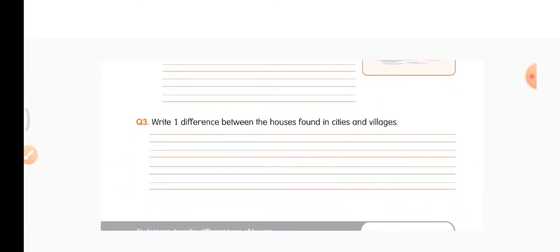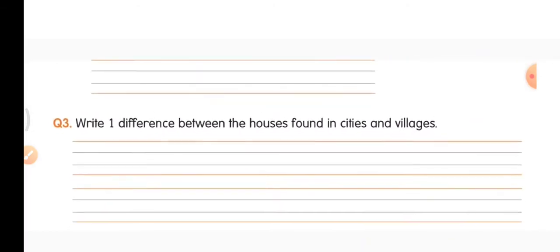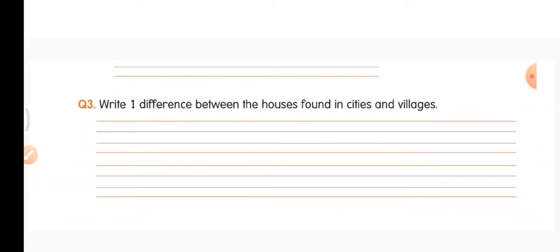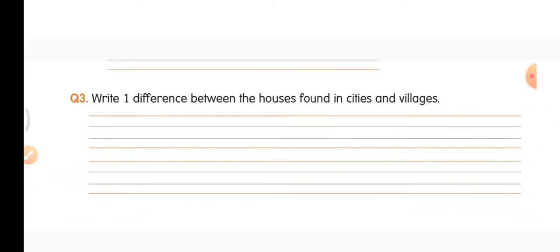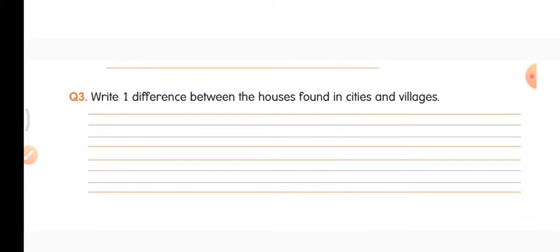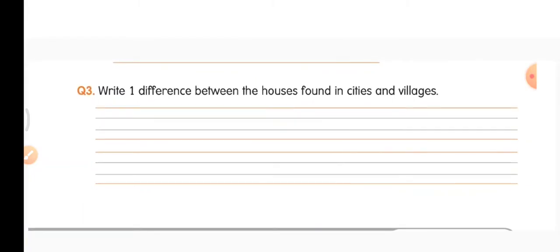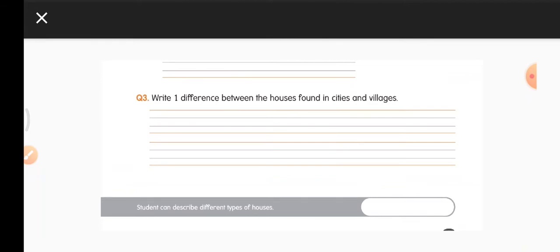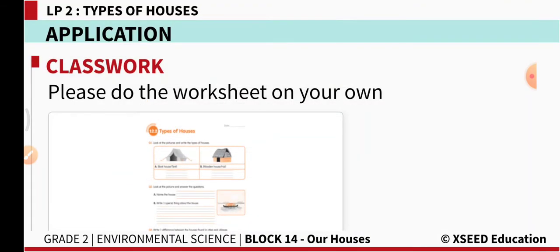Question 3. Write one difference between the houses found in cities and villages. In cities, houses are built in a small place, and we have a lot of multi-story buildings in the cities. In villages, houses have a lot of open space, right? So let's move ahead and do the content book.